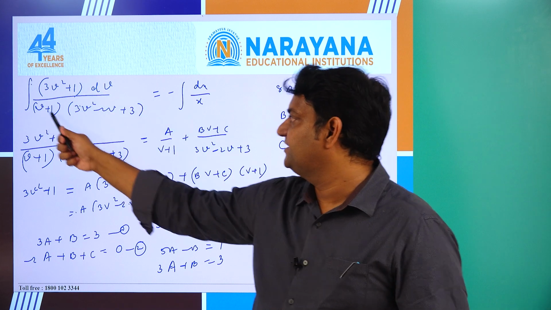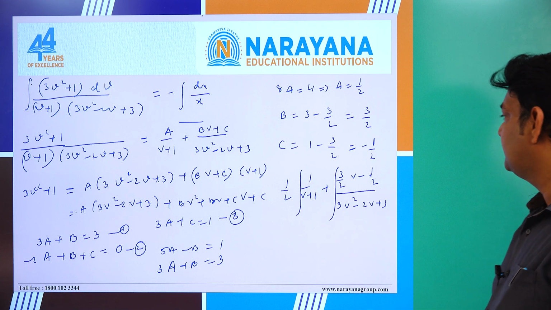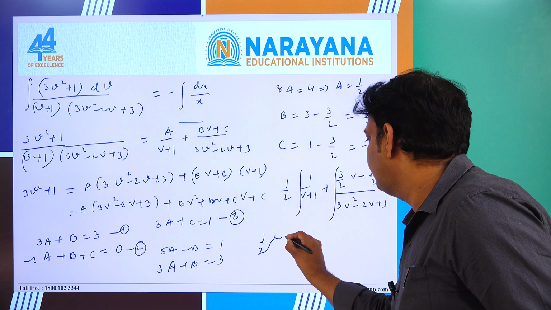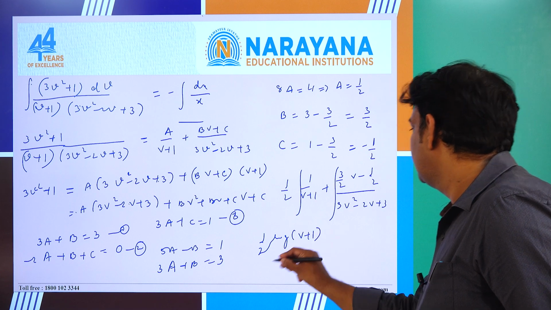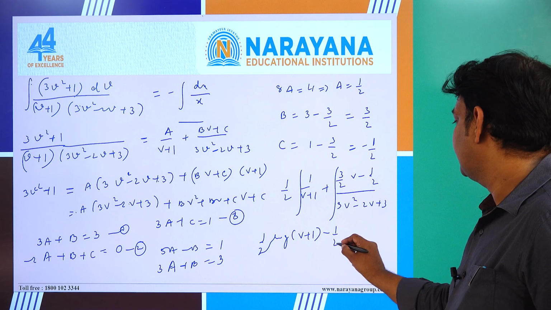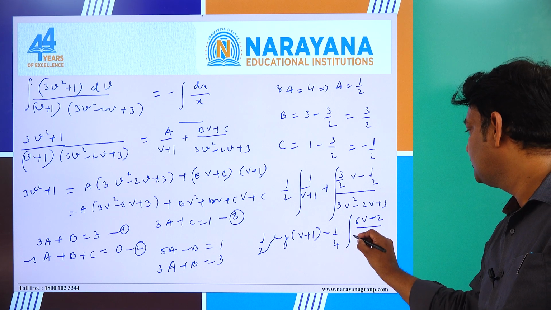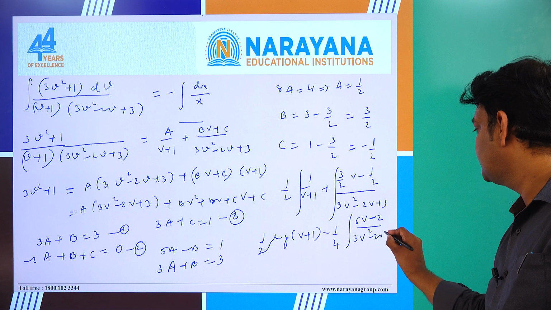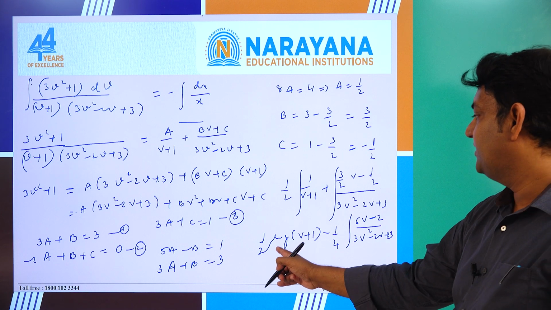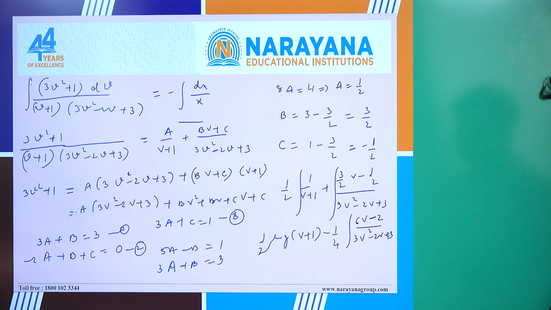This thing, I am integrating this one separately. Let us integrate this and then we will equate with this one. So what is this integration? 1 by 2 log of v plus 1 minus 1 by 2, if I take common, in fact multiply and divide by 2, (6v minus 2) by (3v square minus 2v plus 3). Check it, 3 into 6v, 2v. Its derivative is again this one. So 1 by 2 log of v plus 1 minus 1 by 4 log of 3v square minus 2v plus 3.